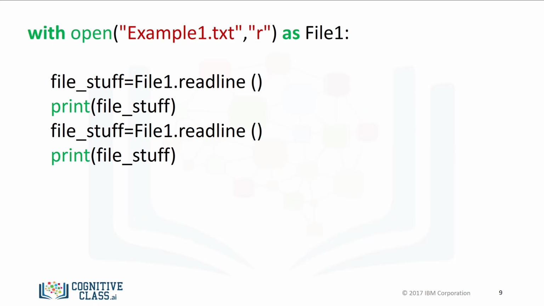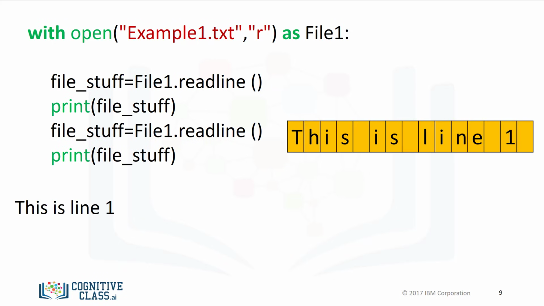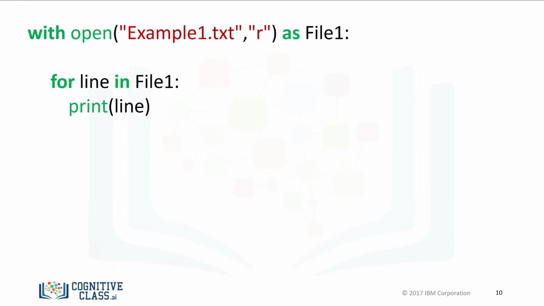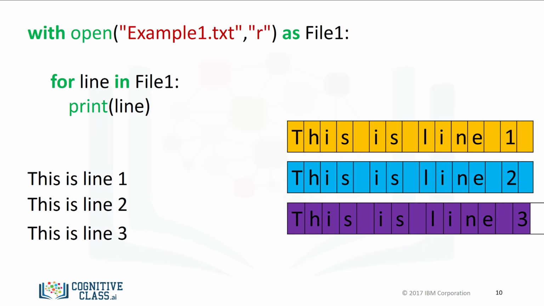We can use the method readLine twice. The first time it's called, it will save the first line in the variable file_stuff and then print the first line. The second time it's called, it will save the second line in the variable file_stuff and then print the second line. We can use a loop to print out each line individually as follows.